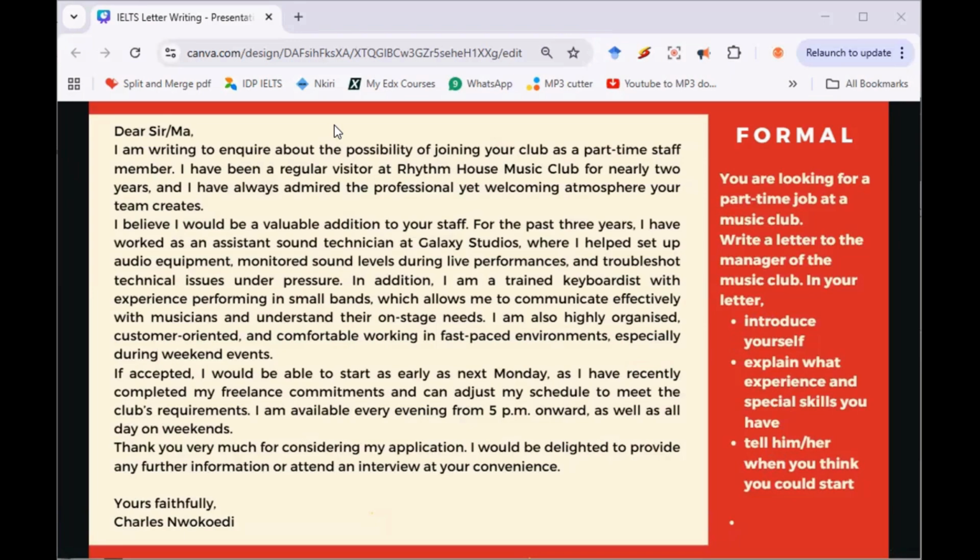Somebody says no introduction. Remember what I said about formal letter. This is a formal letter. You are either to introduce yourself, or if you remember, I said, or you write the purpose for writing, or you do both. Any of the three. This person clearly wrote the purpose: I am writing to inquire about the possibility of joining your club. That's my purpose of writing.